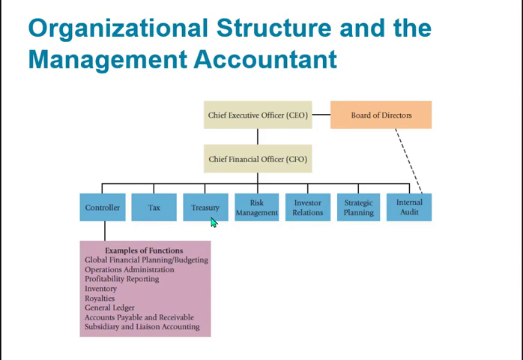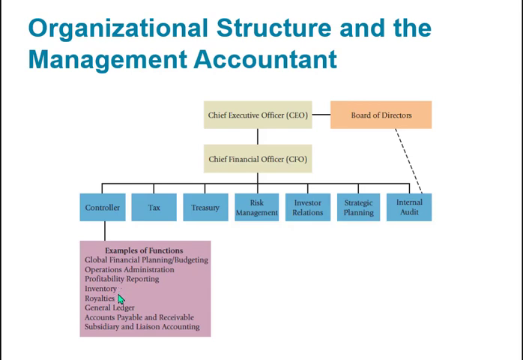Treasury deals with cash management. Risk management's a separate area. Investor relations, that's all external financial reporting. Strategic planning, these are forward-thinking people that are really in touch with what the mission and strategic priorities of the company are. And then we've got an internal auditor over here, who's got a dotted line to the board of directors, at least some kind of an information channel.